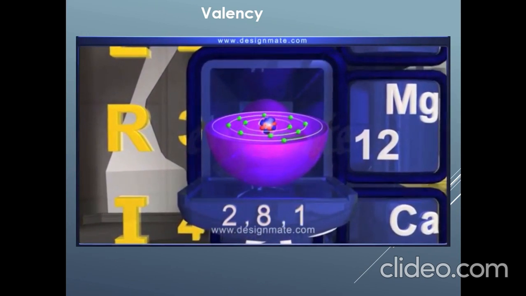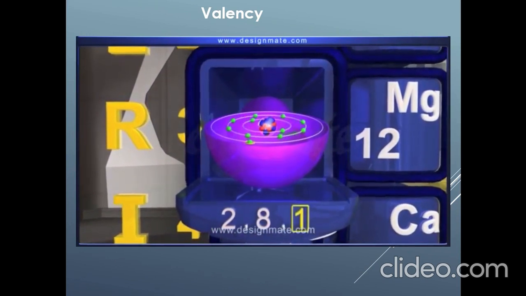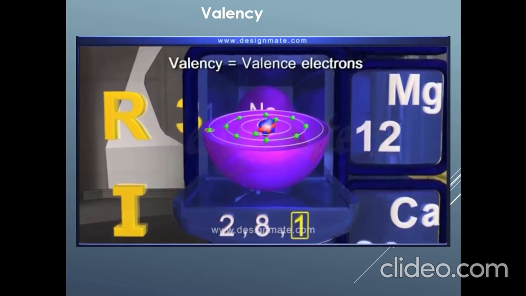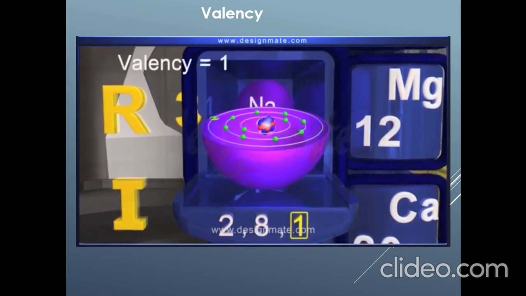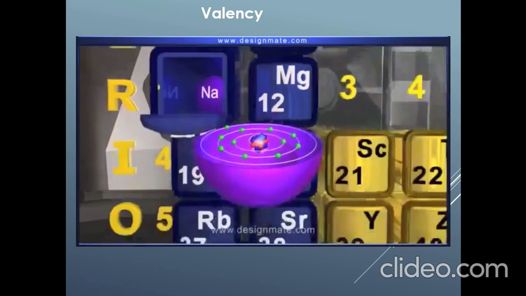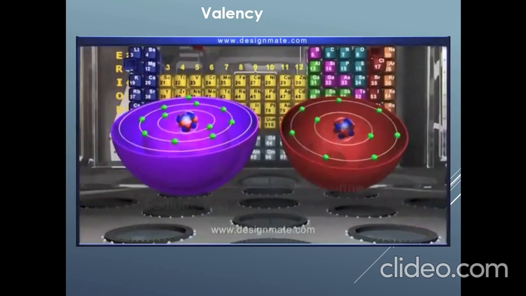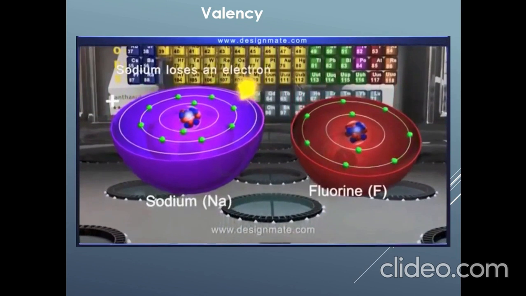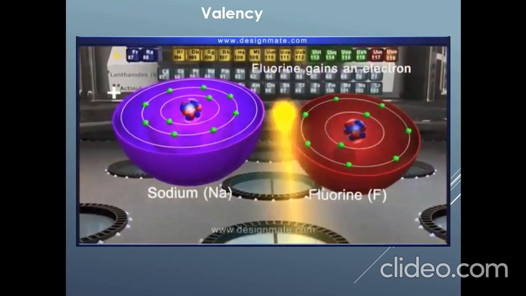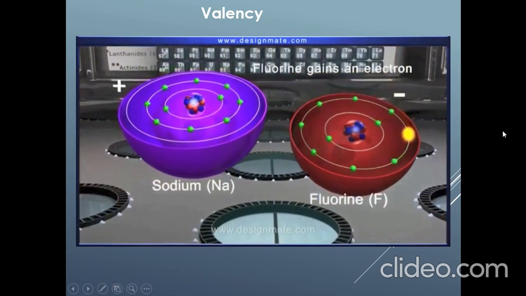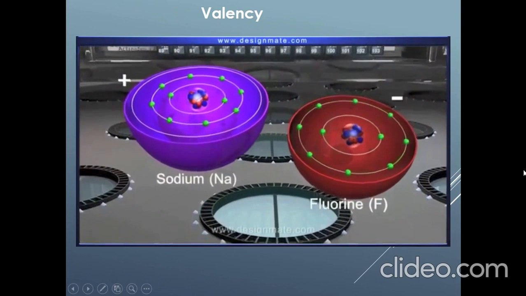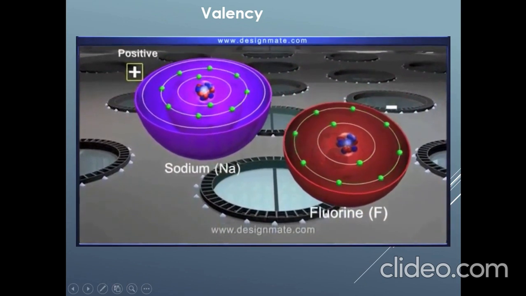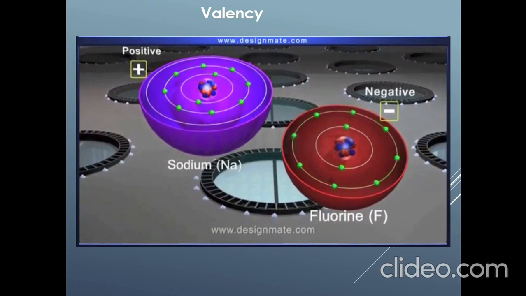Thus, sodium has 1 valence electron. For such atoms, their valencies are equal to the valence electrons. Sodium thus shows a valency of 1. It should be noted that valency of both sodium and fluorine is 1, but sodium loses an electron, while fluorine gains an electron in order to complete their octets. Hence, valency of sodium is considered to be positive, whereas that of fluorine is negative.